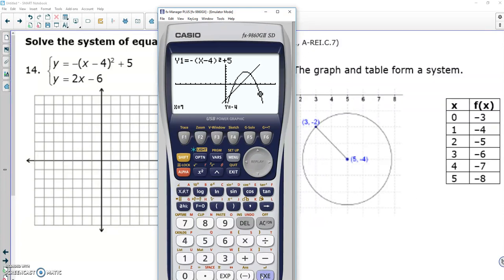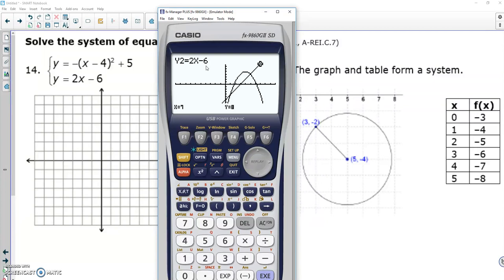If you wanted to do the same thing for the second equation, you could toggle down into y2. So that's your second one, that's the line, and you can see up here at the top, that's how you know which equation you're in. So again, you can manually type in numbers and then plot those points onto the graph paper.